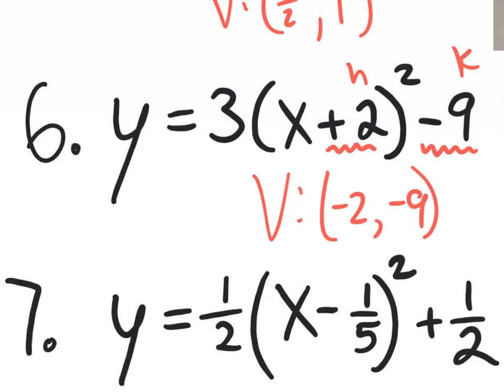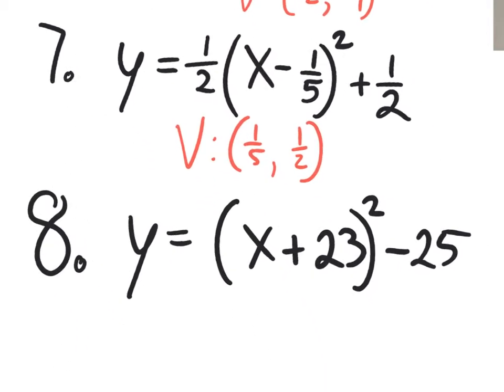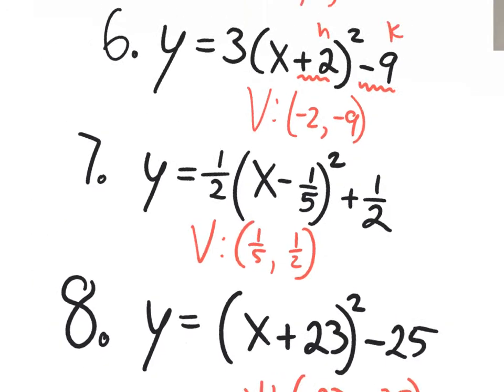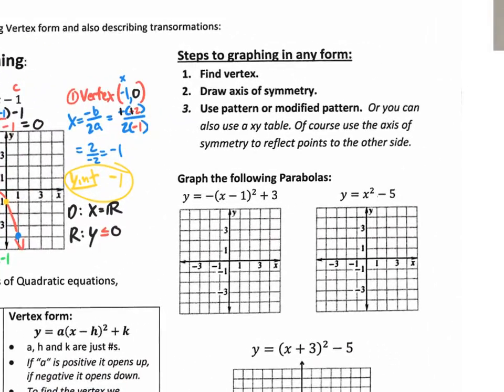Got it? Valeria, how about this guy? Number 7. Excellent. Positive 1/5, comma, positive 1/2. That's the vertex, right? Pretty easy stuff. Albria, how about that guy? Negative 23, comma, negative 25. Easy peasy, lemon squeezy. You got to love it, right? I hope you do. Why should we love it? Because, man, it makes things a lot easier.